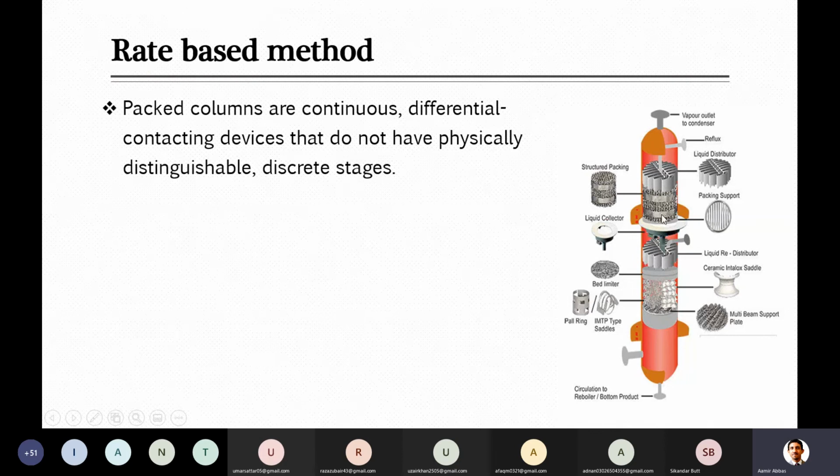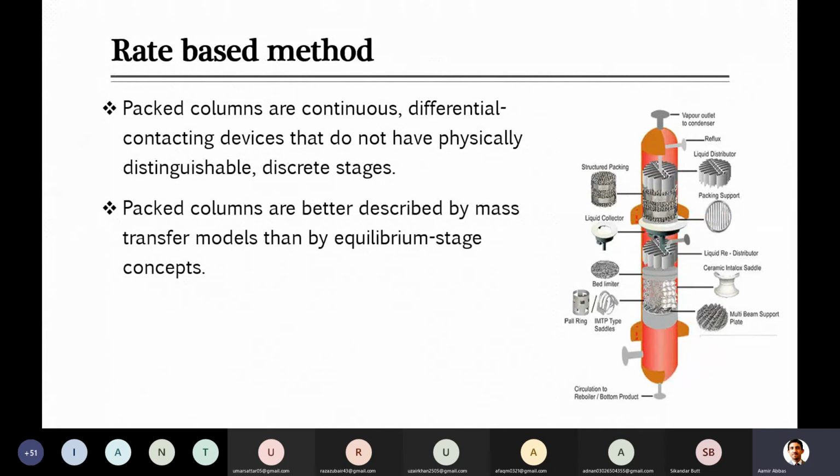So liquid will pass through the packing, as well as the vapor which entered from the bottom and passed through the distributor. They start rising up, and liquid and vapor everywhere will be coming in contact, but they don't stay or stick as happens in the case of a tray tower. So these are packed towers.